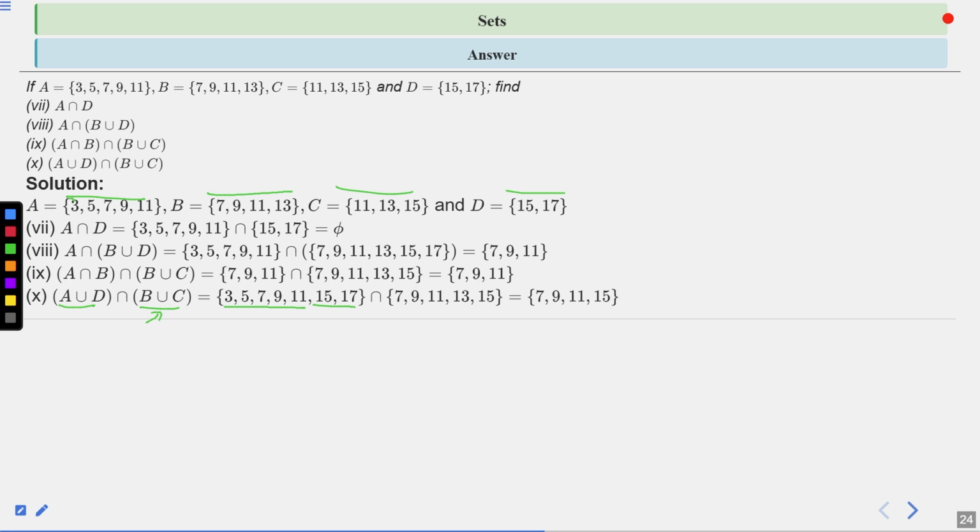B union C will be the collection of all the elements from B and from C. So 7, 9, 11, 13. 11 and 13 have already been used, so writing down the remaining element from set C, 15. So B union C will be this set, 7, 9, 11, 13, 15. Now the intersection between the two is simply to identify the common elements: 7, 9, 11, 15. So these are the 4 elements common to both. The intersection will be the set with 4 elements, 7, 9, 11, 15.